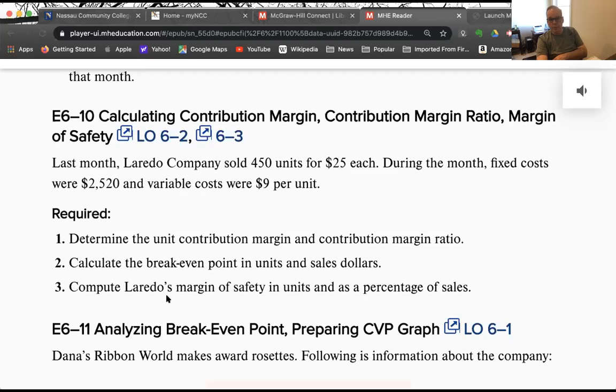And then compute the margin of safety in units and as a percentage of sales. Right? Remember what the margin of safety is. The margin of safety is the actual sales minus the break-even sales, right? So why don't you try to do that? Take out a piece of paper and try to work on that. All right, let's take about maybe 10 minutes to work on that.